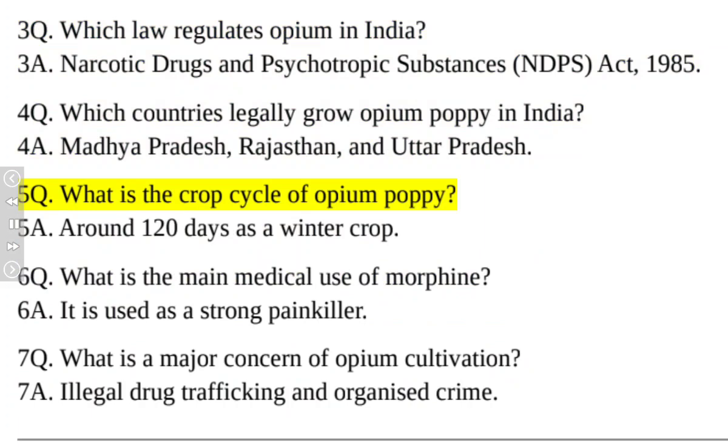5Q. What is the crop cycle of opium poppy? 5A. Around 120 days as a winter crop. 6Q. What is the main medical use of morphine? 6A. It is used as a strong painkiller. 7Q. What is the major concern of opium cultivation? 7A. Illegal drug trafficking and organized crime.